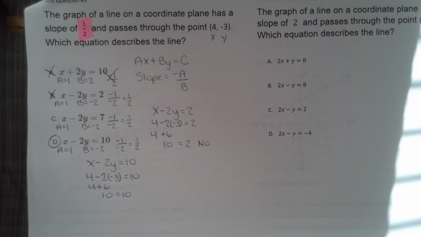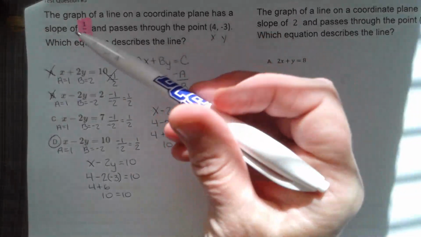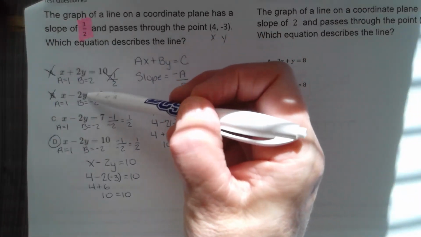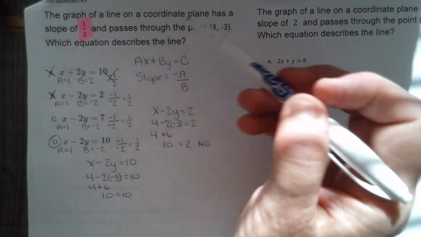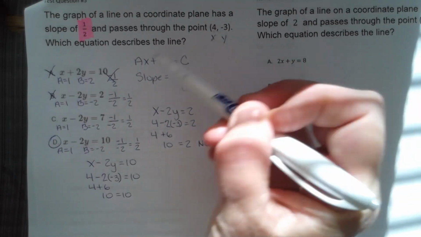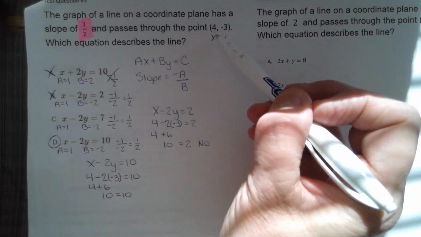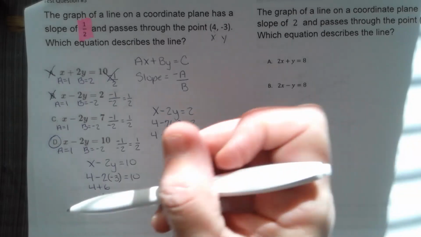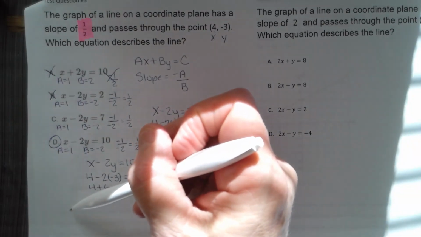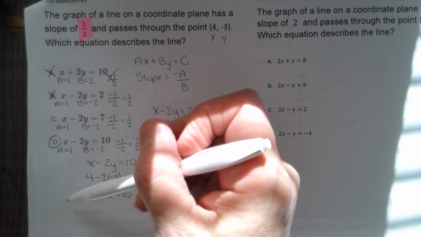D is the correct answer. Another way to do this is you could have, in Desmos, entered each one of these. You could have checked the slope on them, and you could have also seen which ones have the point (4, -3) on the line. All right. Write the word great, G-R-E-A-T, with an exclamation point right here.